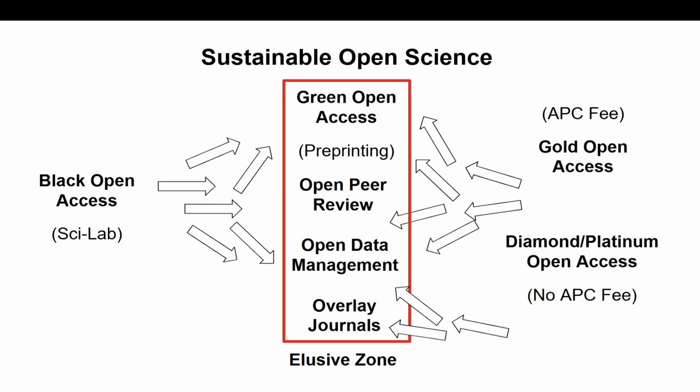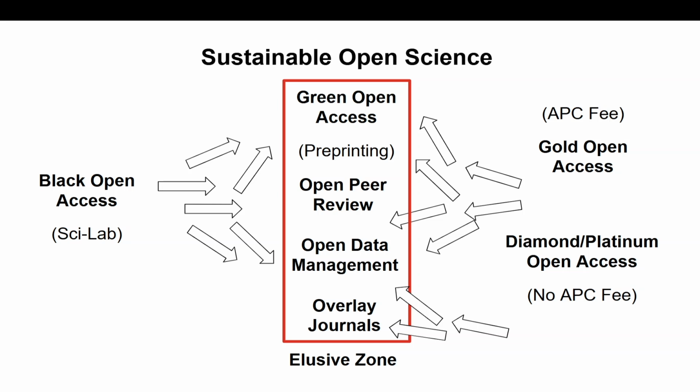I have a couple of categories here to the left and to the right, which are sort of suboptimal areas. And then where we want to go is this elusive zone in the red box. The elusive zone in the red box is the set of tools that would allow us to do sustainable open science and open access. And the stuff to the left and the right are things that we do now that are suboptimal. So we start with the suboptimal and we talk about black open access, which is kind of a fancy word for piracy or informal sharing.